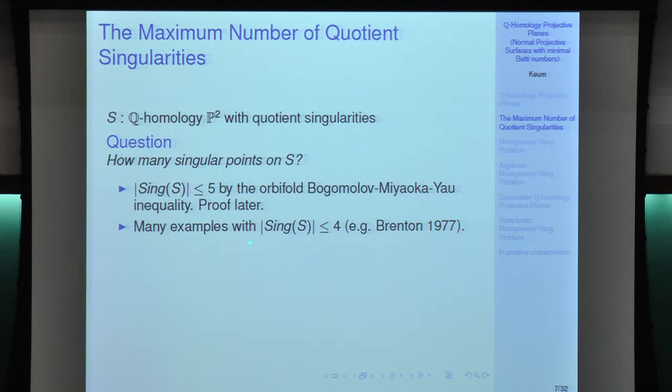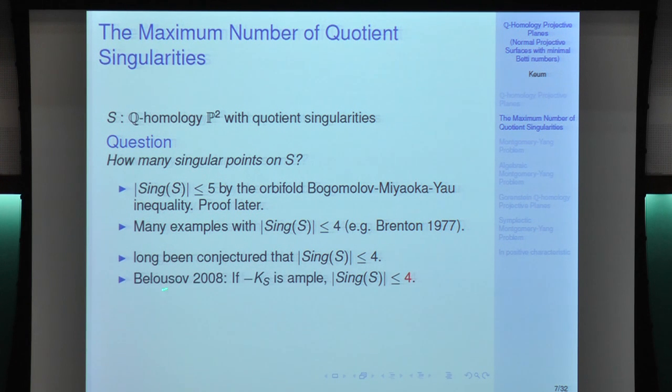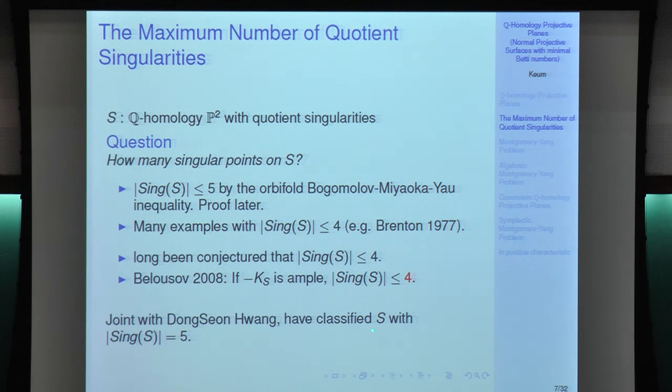Then there are many examples with at most 4 singular points, all found by a topologist, Hambleton, and it was long conjectured that this should be the bound. Kollár proved that in the low Picard case the number is bounded by 4. And jointly with Dongseon Hwang, my former student sitting in the audience, we have classified those with 5 singular points. These examples all come from NK surfaces.